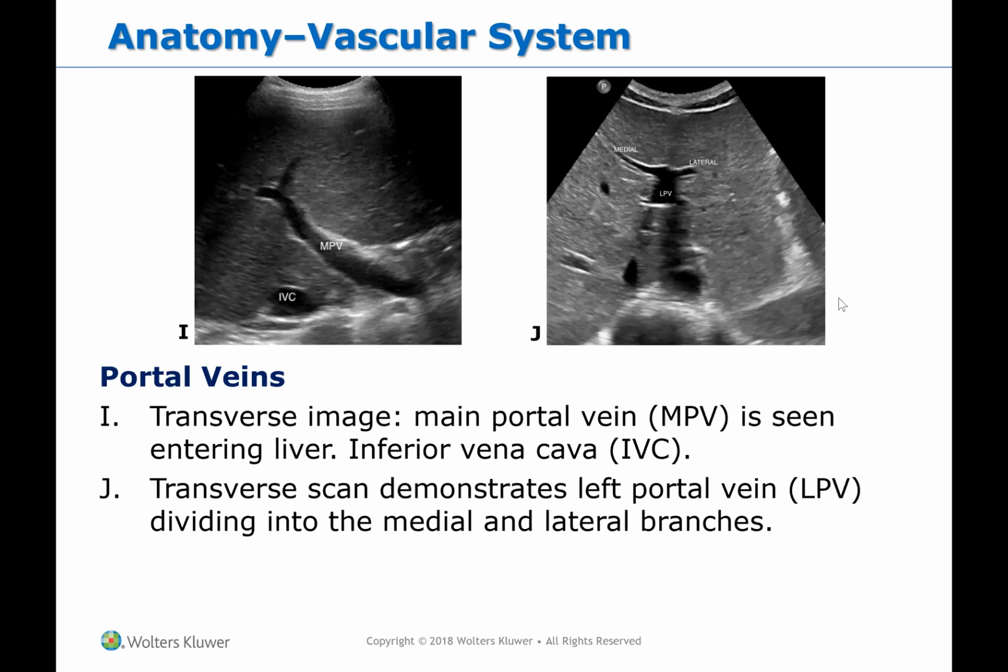Here is an image of the main portal vein, and this is the image that we like to take, kind of like a transverse sagittal through the ribs image. You can see the main portal vein just going in there, and we'll put color on and you'll see it light up red, which is towards the transducer. So that's a hepatopetal flow. Blue is away. And then this is a transverse view of the left portal vein, and then it branches. So there are multiple different branches from the main portal vein.